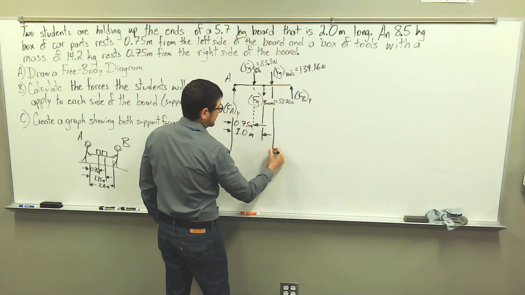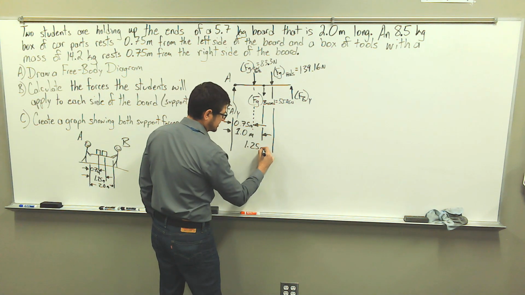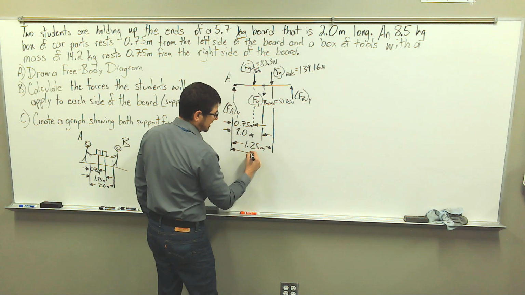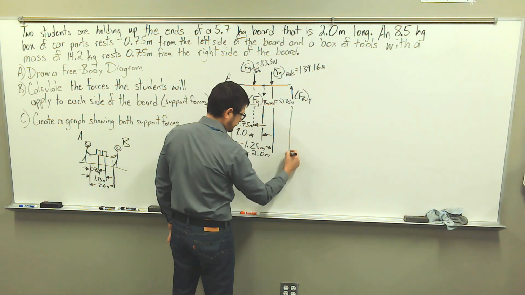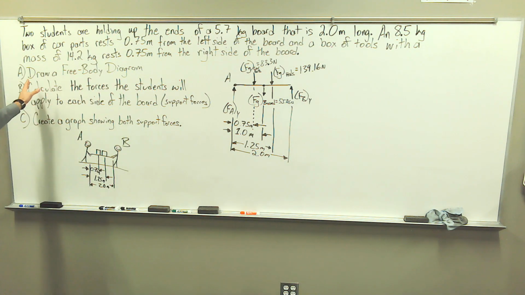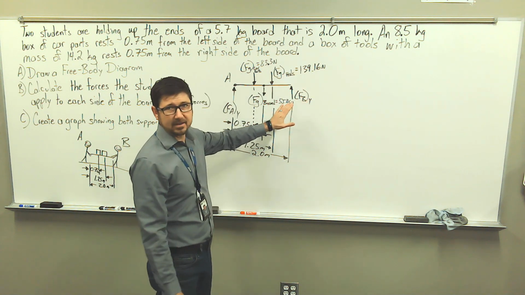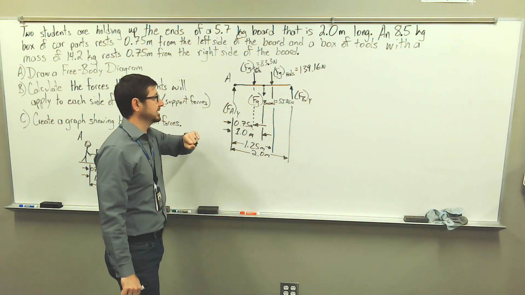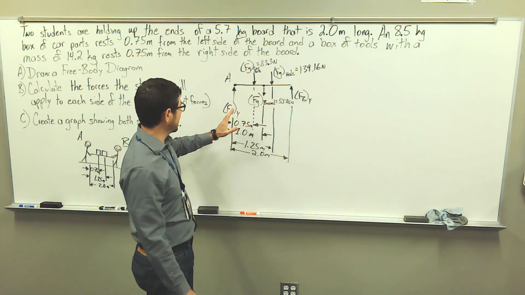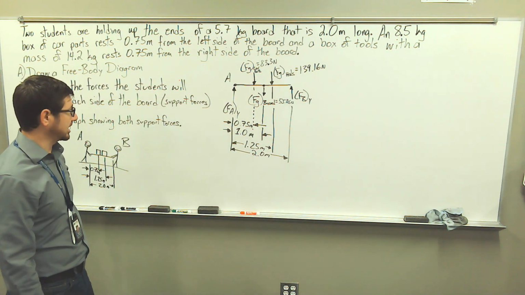Then, where the weight force of the tools is acting, this is 1.25 meters. And then, as I mentioned earlier, the span of the beam is 2.0 meters. Okay? So we've got something that looks like that. So we fulfilled part A. We've drawn a free body diagram. We have identified the 5 forces that are applied to the beam. We have 3 weight forces, and we have 2 support forces. So we have 5 forces in total on the free body diagram.